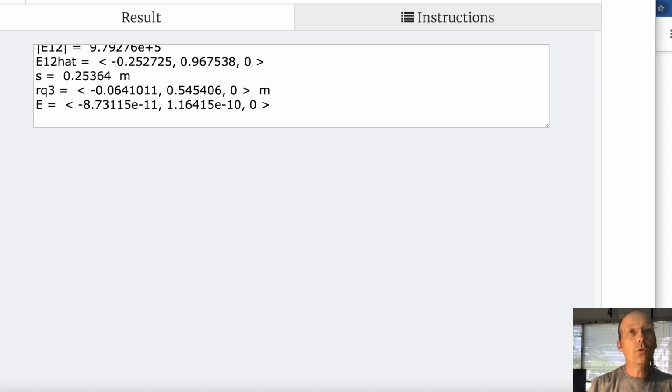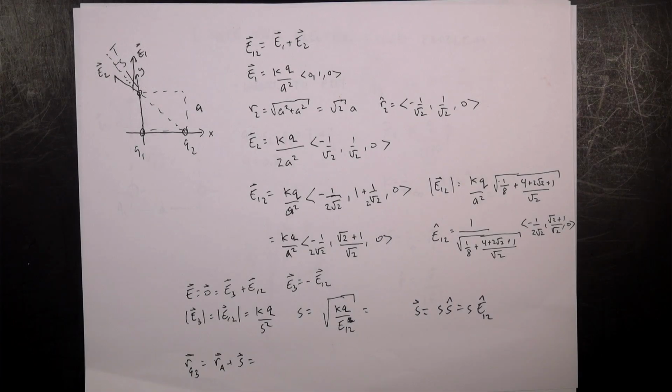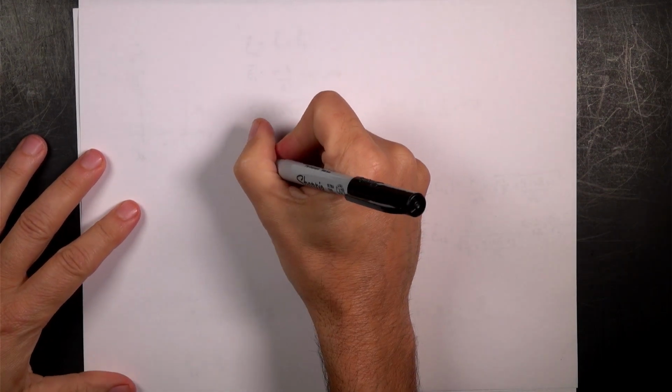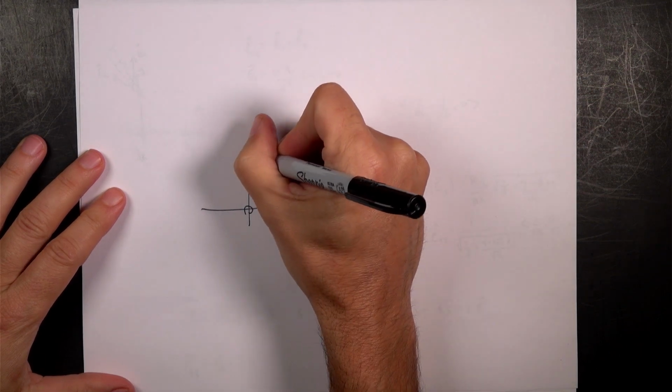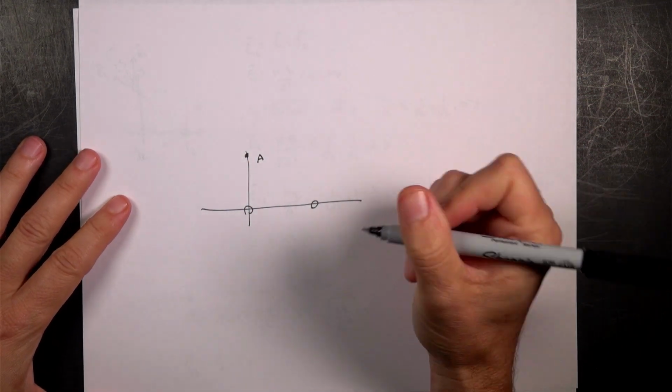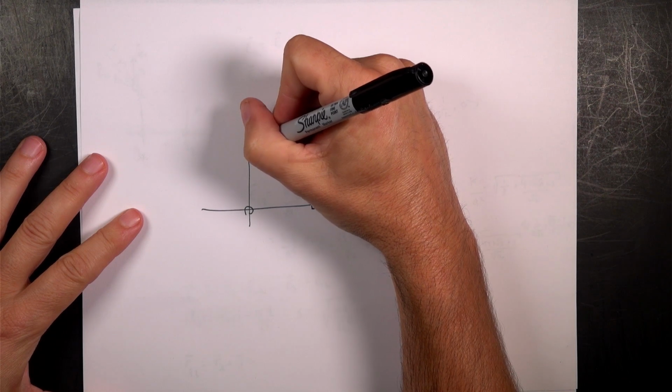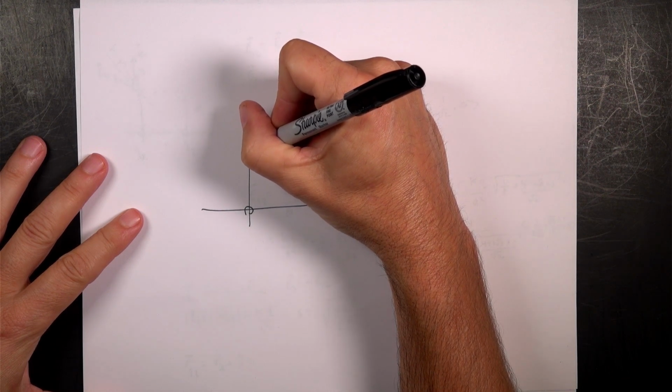Okay, let's do it a different way. Let me skip over here to paper, because I'm going to do it the way that I like to do it. So skip over to paper, and I can describe what I'm doing. Okay, so here's my charges. Q1, Q2, and that's A. So the first thing I can do is to find E12. And let's just draw it like this.